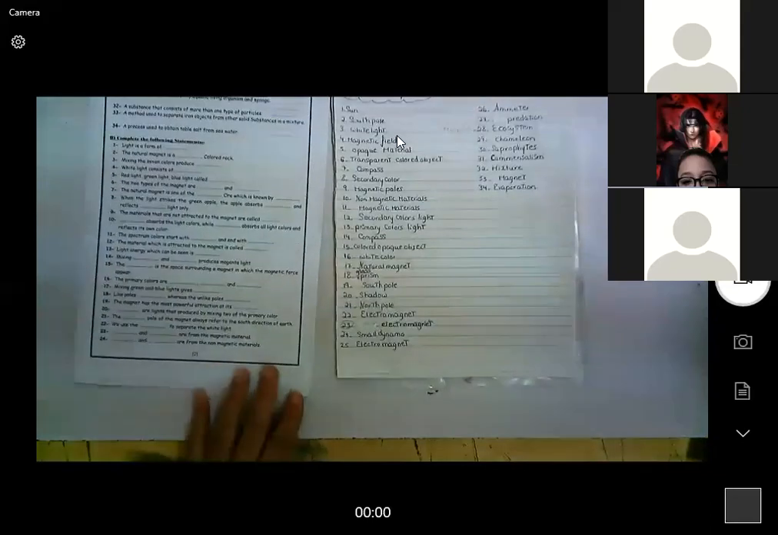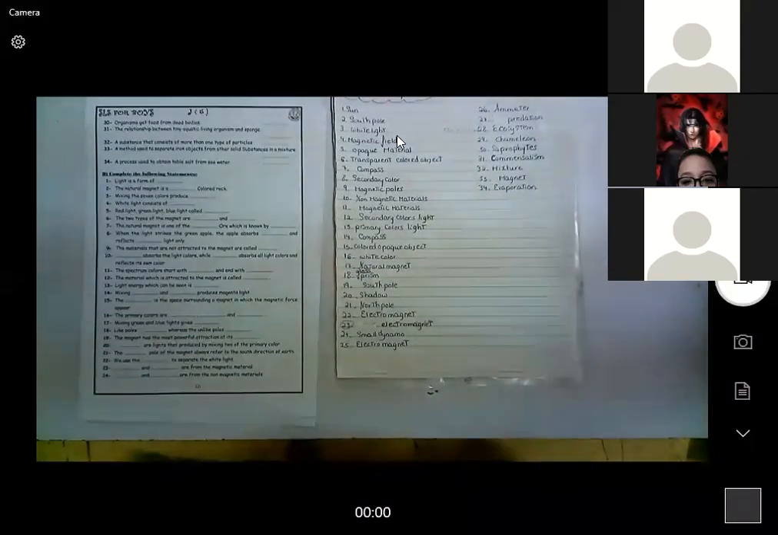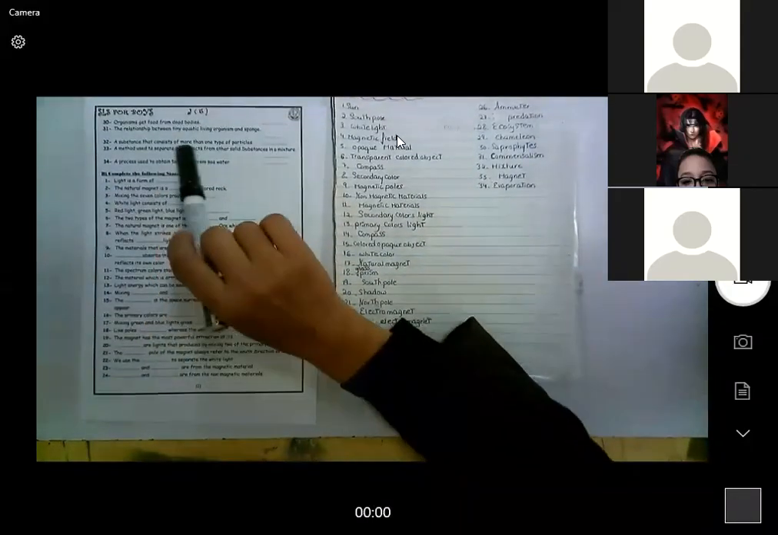Page 2. I hope you have the revision now with me. And write the answer with me, please.